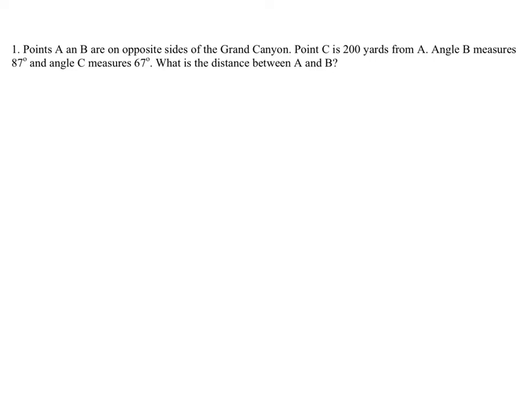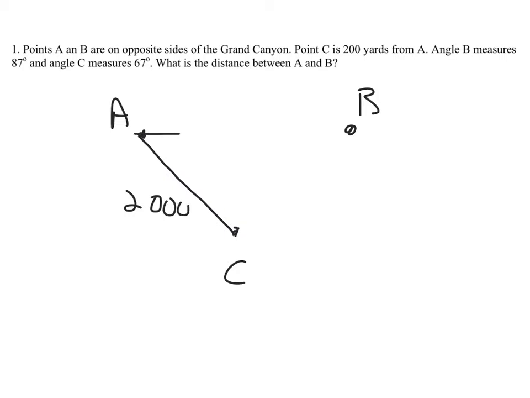Problem 1, points A and B are on opposite sides of the Grand Canyon. Point C is 200 yards away from point A, and angle B measures 87 degrees, and angle C measures 67 degrees. What is the distance from A to B?